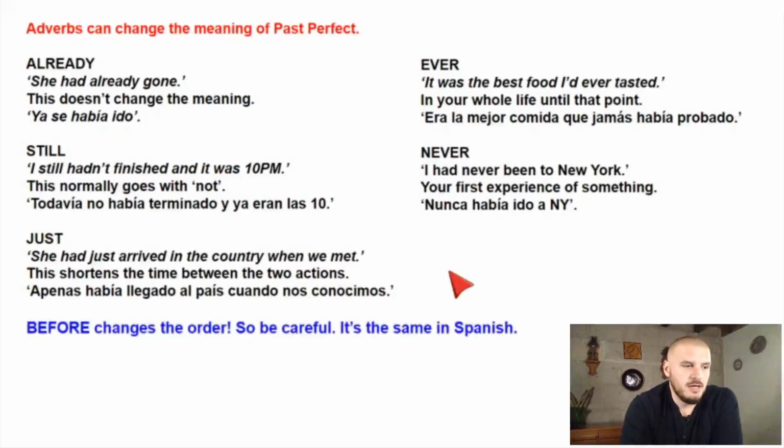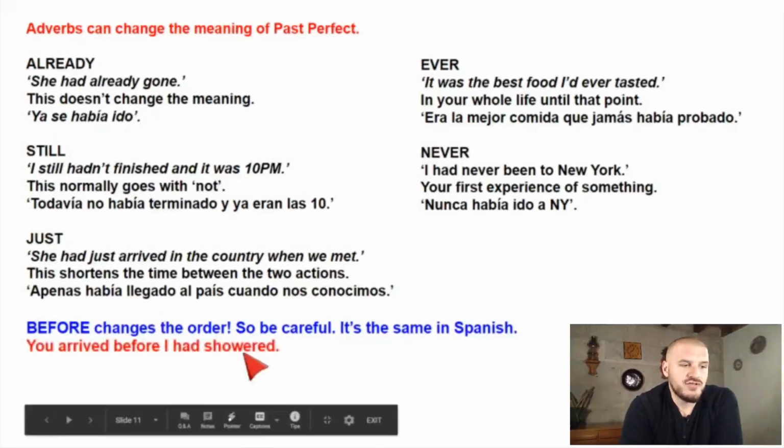Except before. Before does change the order, okay? So you have to be careful. It's the same in Spanish, but just be careful. You arrived before I had showered. Ahora, pues sí, llegaste antes de haberme bañado. En este caso es un subjuntivo en español, entonces no se ve exactamente igual como había bañado. Pero bueno, aquí tienes, you arrived before I had showered.